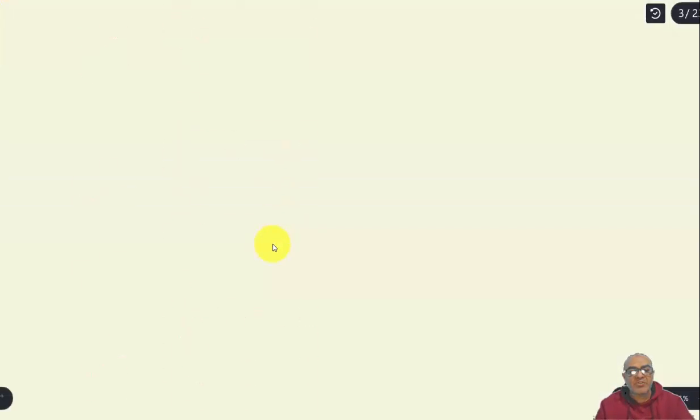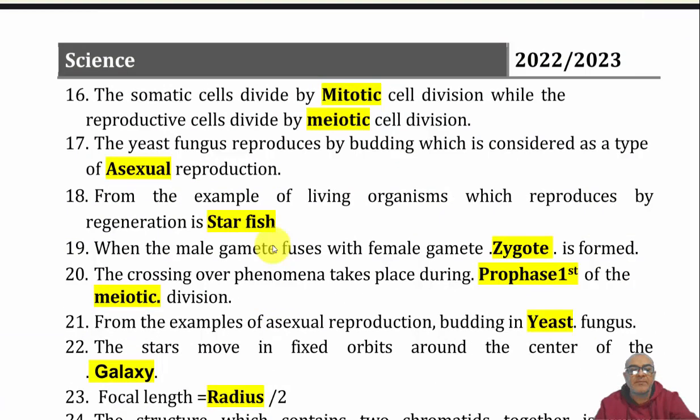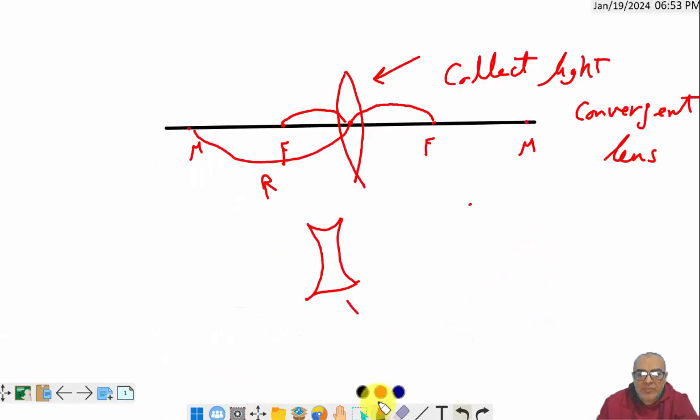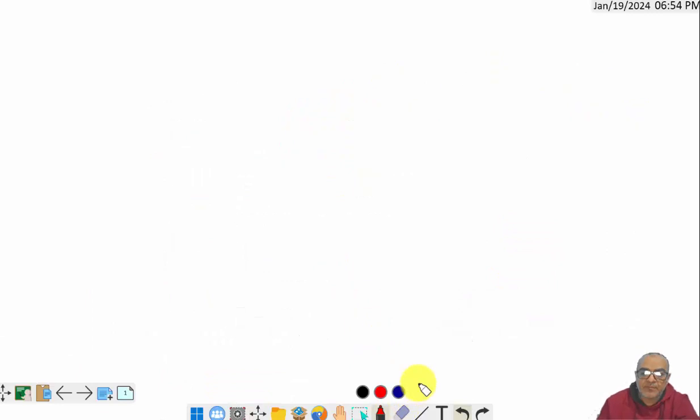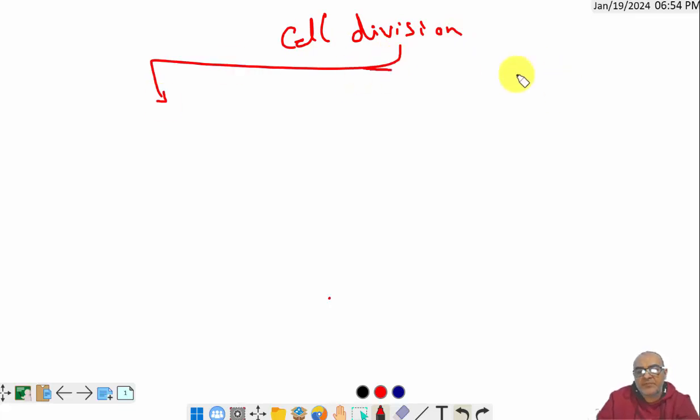Let's move to another question. 16. Now we are going to the reproduction chapter. Somatic cells divide by mitotic cell division. We have two types of cell division, my dear students. First one is mitotic. Here, if we said cell division, two types of cell division: mitotic and meiotic.